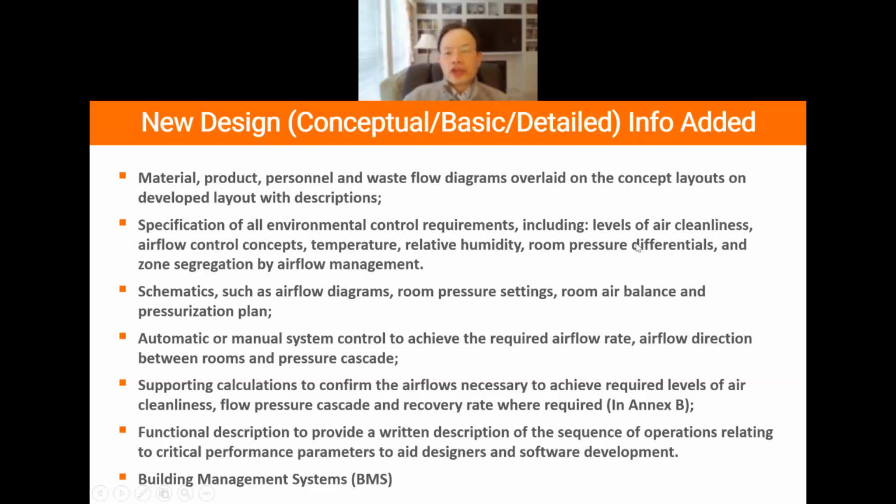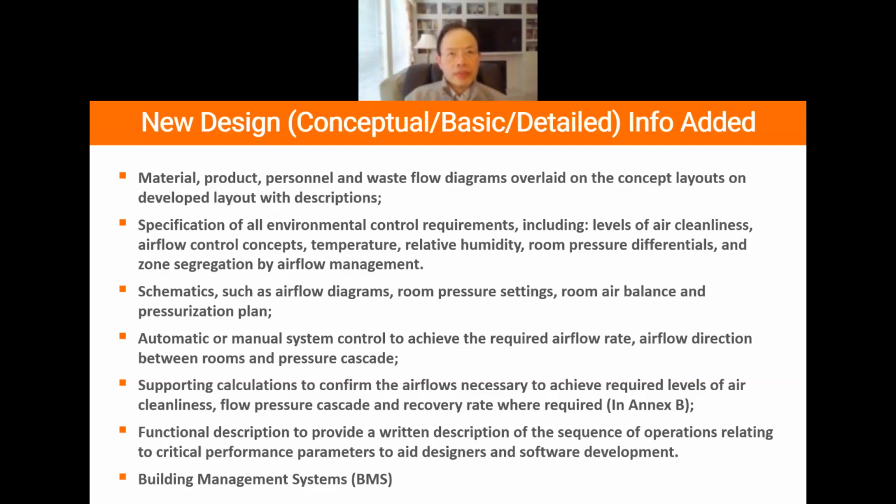And regarding specification: air cleanliness level, airflow control concept, temperature, relative humidity, pressure differential, zone segregation, and we will talk more about the segregation method, airflow, and also on a schematic, the airflow diagram, room pressure setting, room air balance. How much air in for each room, supply air, how much return exhaust, any leakage air, and the leakage air direction. All this needs to be indicated on the layout, on the floor plan, and what the pressure level is.